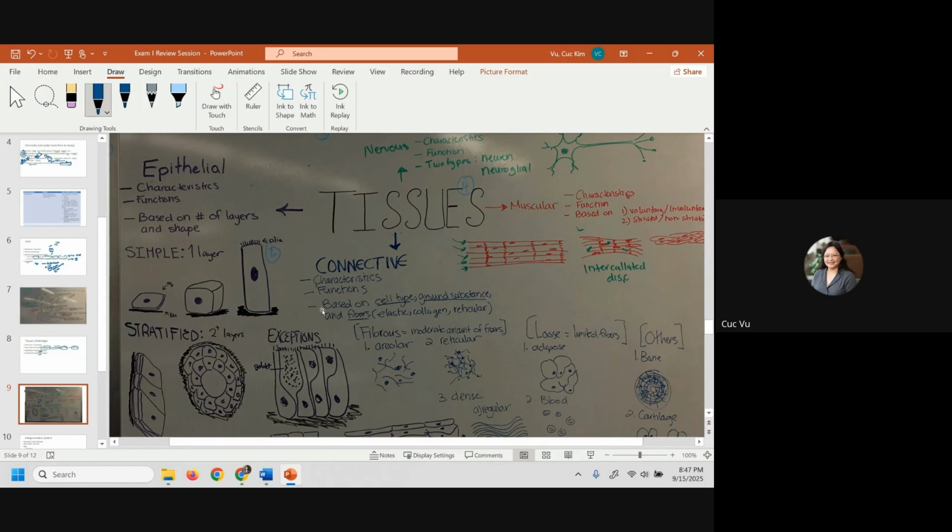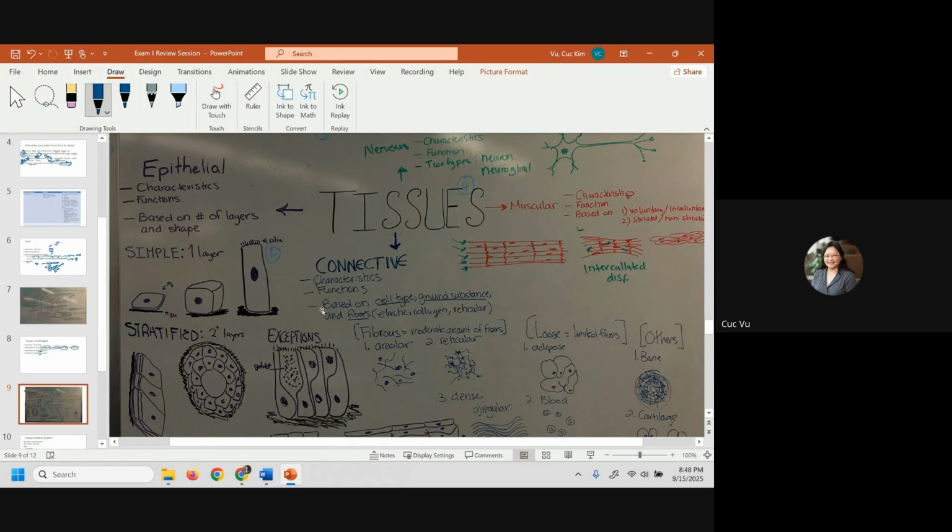Would a correct answer be that it's avascular? Beautiful. You are absolutely correct. That is a characteristic. And rightly so. A means without, vascular meaning blood vessels. So that is a characteristic, not a function of epithelium. One characteristic of epithelial tissue is that it does not have blood vessels. Okay, so that's why it's avascular. Another characteristic would be that the cells are very packed, jam-packed with each other. There's not a lot of things in between. Okay, so those are examples of characteristics.